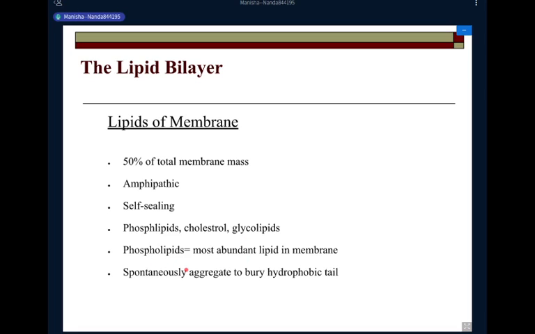Now, phospholipids are the most abundant lipids in the membrane, and they spontaneously aggregate in such a way that they bury the hydrocarbon tails into the interior of the membrane, making the exteriors of the membrane hydrophilic because of the phosphate head groups, and the interior highly hydrophobic because of the hydrocarbon tails that are embedded there.